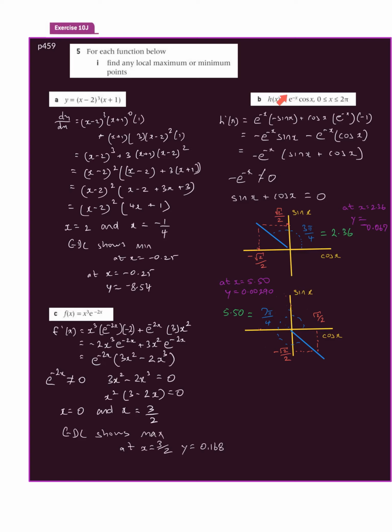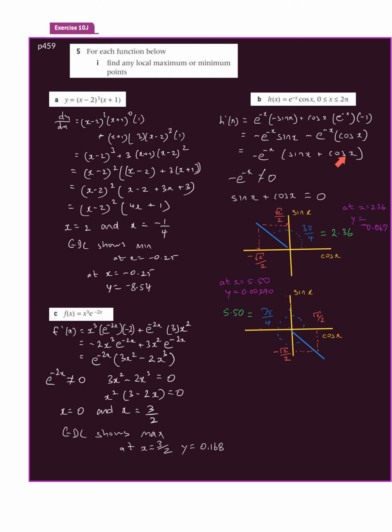Now the derivative of this is the first one, e to the minus x times the derivative of cosine x, which is minus sine x, plus cosine x times the derivative of this one, which is as it is, and the derivative of this part up the top, which is minus 1. We resolve that, we factorise out minus e to the minus x, and we've got sine x plus cosine x. Now we know that that never equals 0. There's no value of x for that to equal 0.